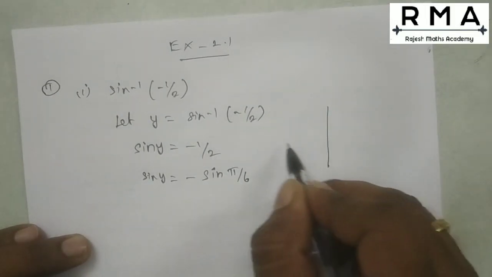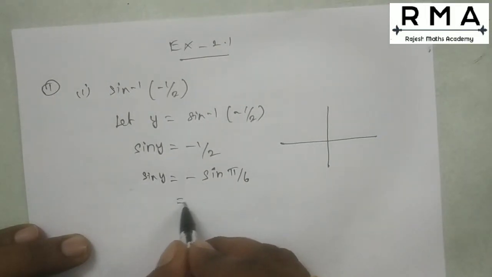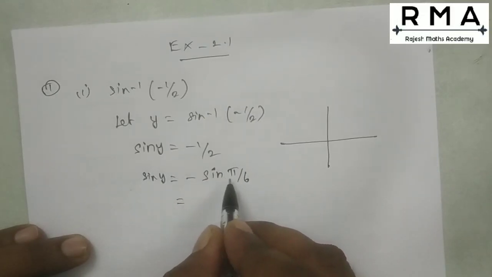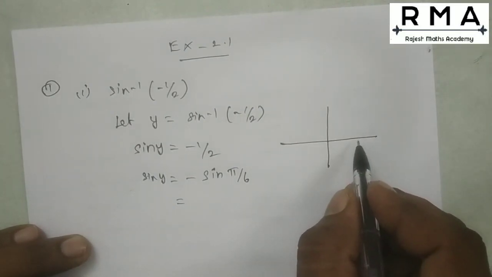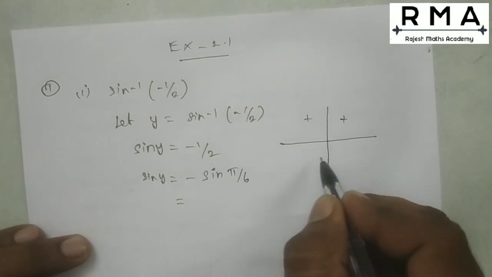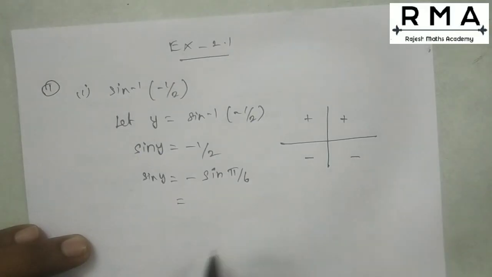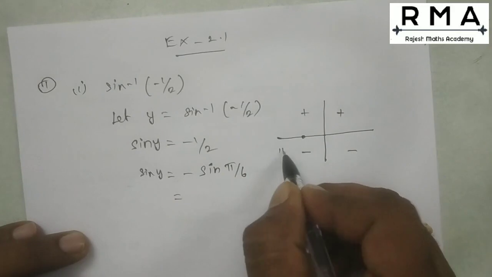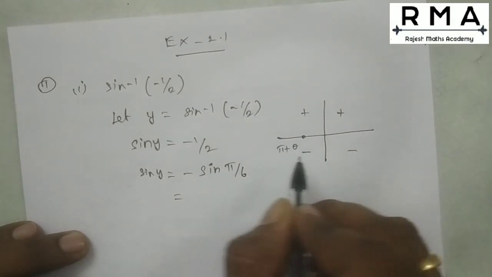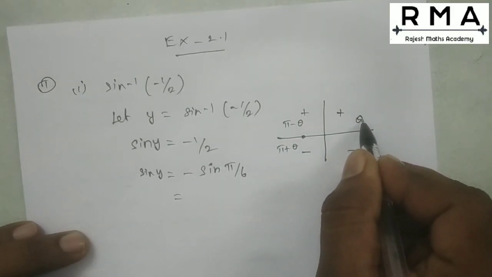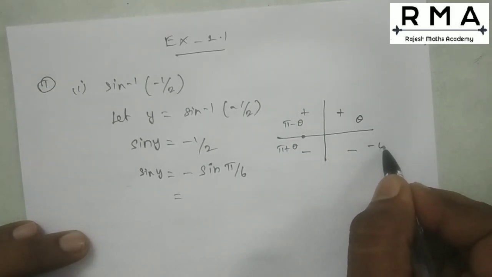Now we have to eliminate the minus symbol, that is, we have to bring the minus sign inside, or we have to use the quadrants. Sine is positive in the first quadrant, positive in the second quadrant, negative in the third quadrant, and negative in the fourth quadrant. Now I can mention the third quadrant as pi plus theta, the second quadrant as pi minus theta, the first quadrant as theta, and the fourth quadrant as minus theta.